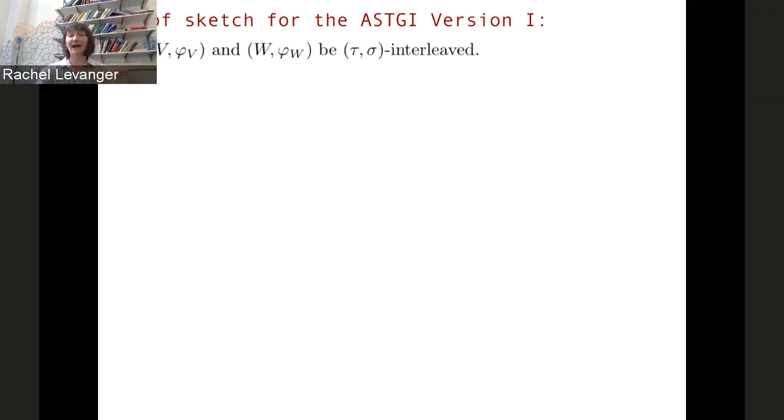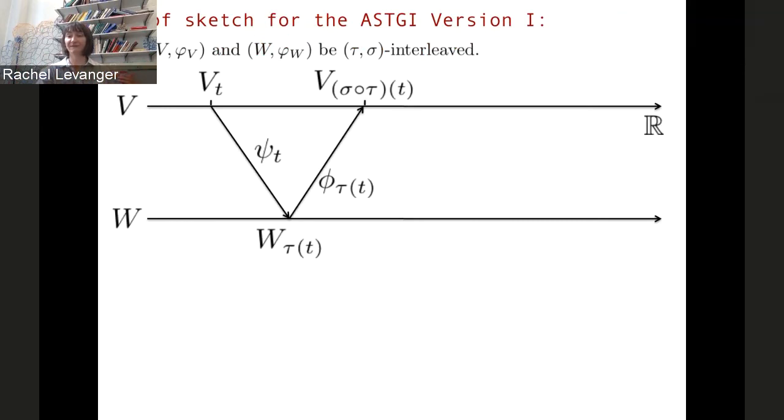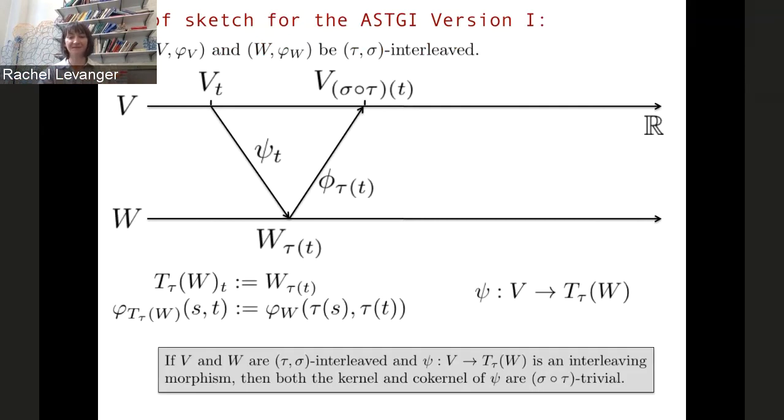So let's say we have a tau sigma interleaving. So this means we can start at index t up in the top, advance forward by tau, and then advance forward by sigma again, and we get this triangle. We have our interleaving maps, phi and psi.